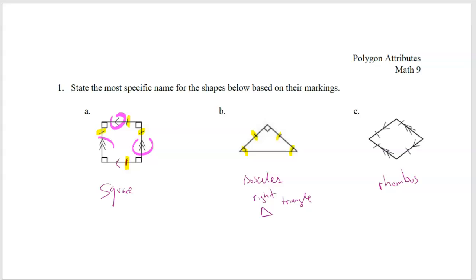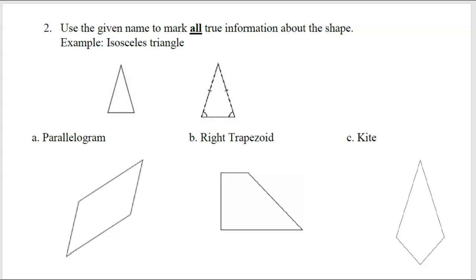Okay, so you should be able to eventually look at some of these pictures and know exactly what shape it is. You should also be able to make markings. So again, use the given name and mark all true information about the shape. So again, here's a triangle, but I said write it as an isosceles triangle. So parallelogram, we would say that this side is parallel to that side. I would say this side is parallel to that side, and then that matches up with that, and that matches up with that side. Oops, bad drawing.